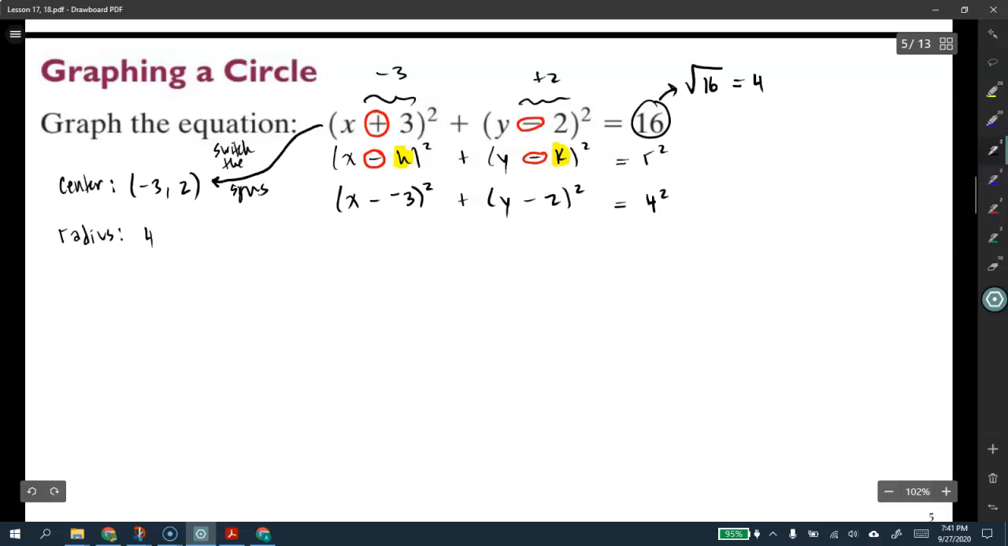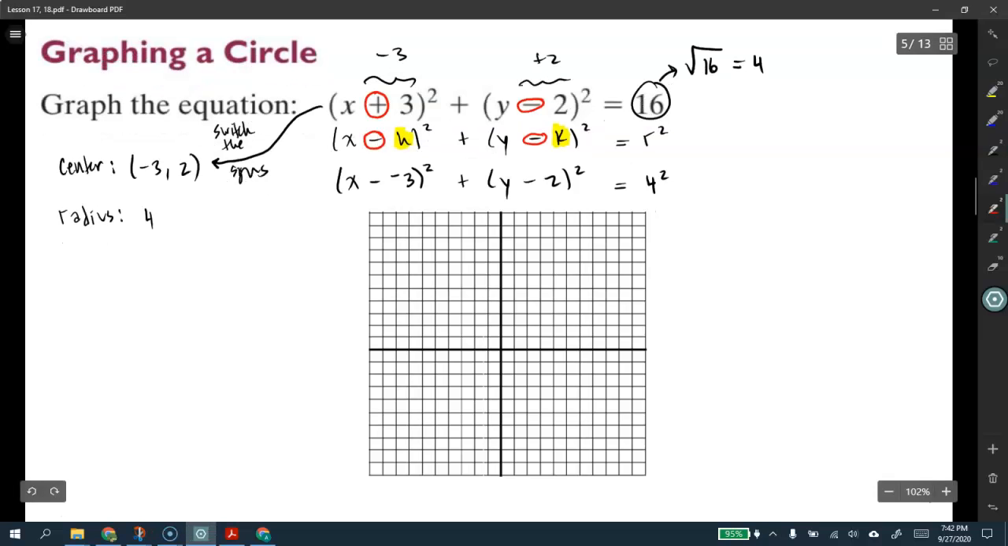Now it does say graph the equation, so we're going to take a moment and put a piece of graph paper here, and then we're going to graph on that piece. So here's my graph paper, and I'll begin by going to (-3, 2). So (-3, 2) is right over here, and I'll go ahead and label it as (-3, 2), and I have my center.